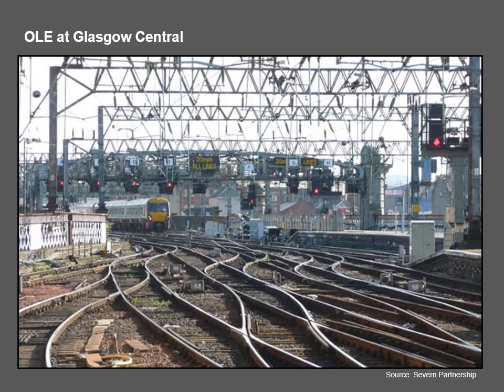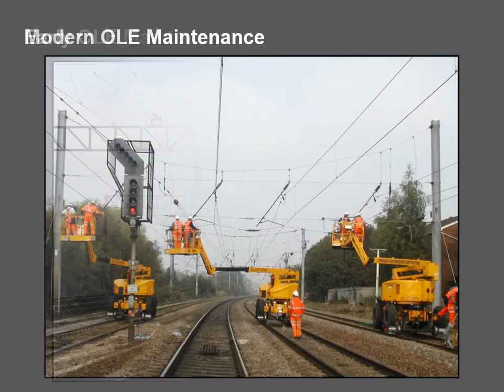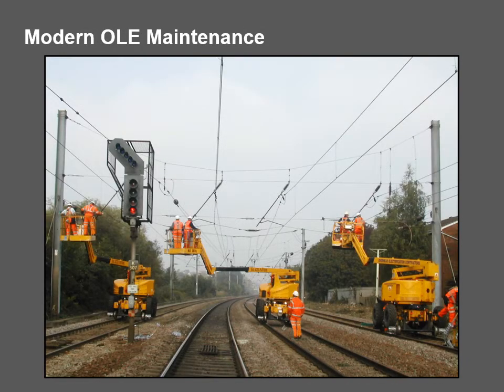So here you can see the extent of the OLE equipment at Glasgow Central station. So back in the day, this is how we used to maintain the OLE equipment. Modern OLE maintenance techniques use road rail access platforms. And it's not clear from this image, but the operatives standing in the platforms have harnesses on, and they're also connected to the cage that they're standing in.